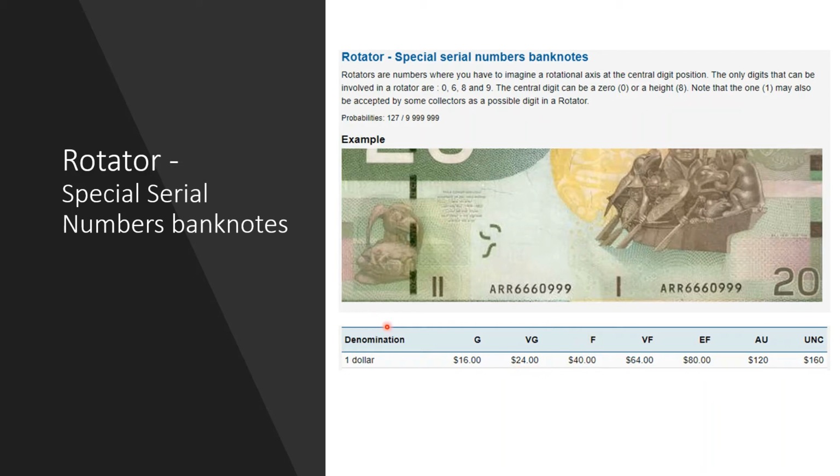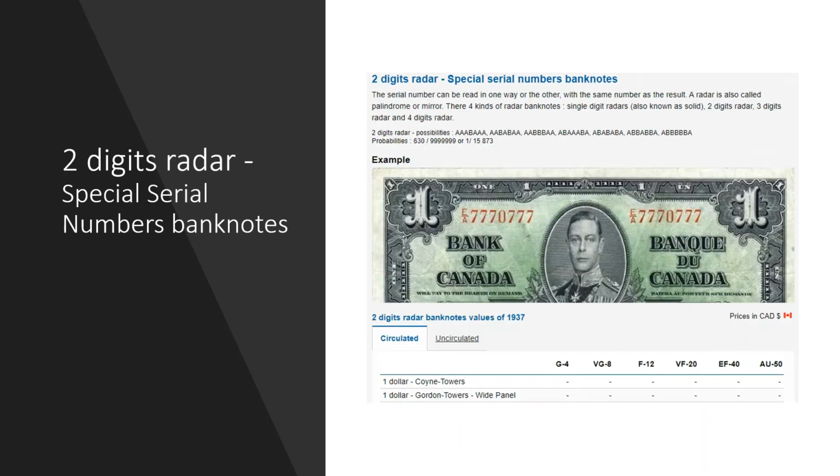And this clip again is the $1 note, the one that we're going to be looking at. So, not a bad deal here. If you do find an uncirculated rotator note, you can get $160 for a $1 note. So it's definitely one, if you can find them, a good one to spot.